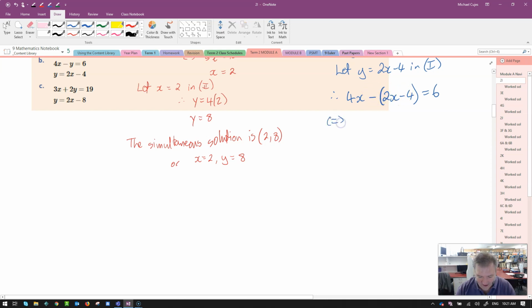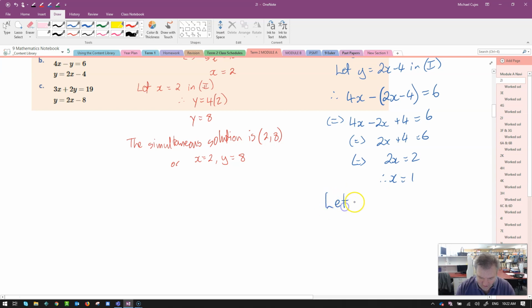So the next line in this one's going to be 4x minus 2x plus 4 is equal to 6. And then we can simplify from there. We're going to have 2x plus 4 equals 6. Subtracting 4 from each side, I've got 2x equals 2, x equals 1.